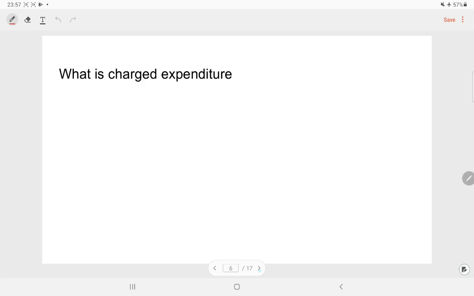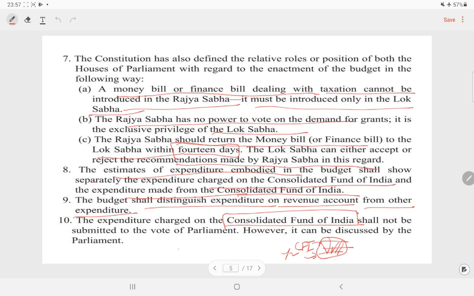Okay, so moving on, see here we have said that charged expenditure cannot go for vote in the parliament. So what is this charge in the expenditure, and what is this Consolidated Fund of India, we have to know now.